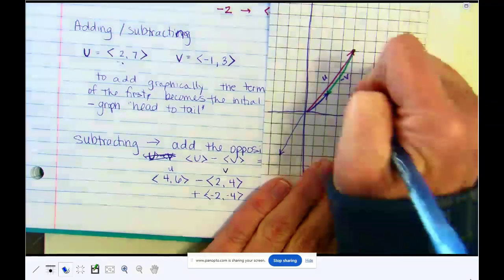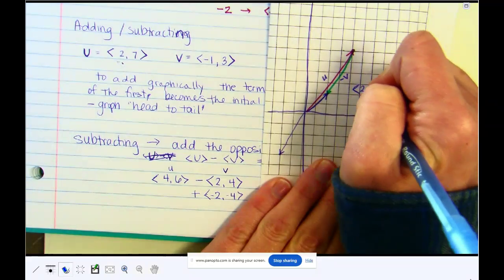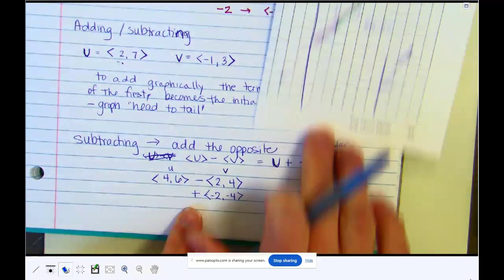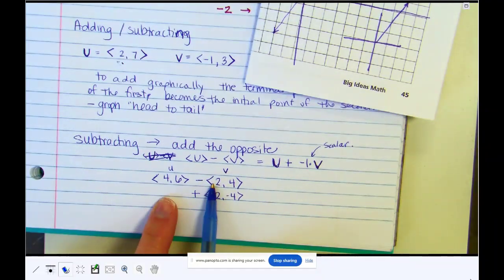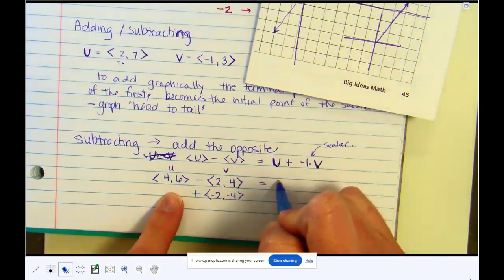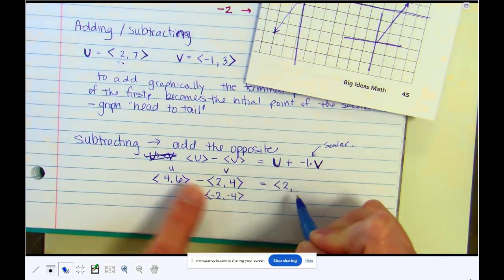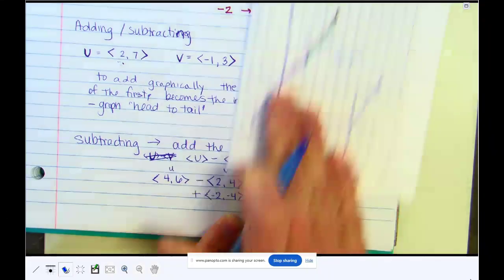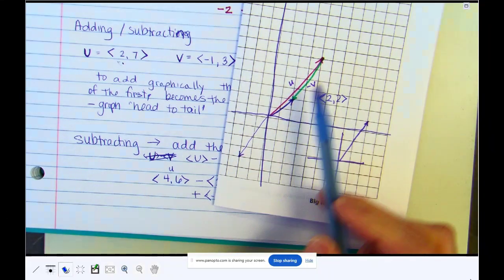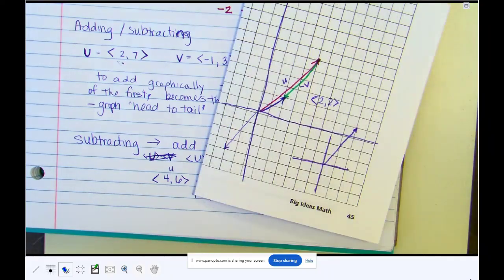So it does not change how we actually do the math. As long as you remember that you are adding the opposite and you're doing that to both of them, it's still adding, right? It's 2, and then 6 plus -4 is 2. It does change how we graph, because we're graphing the opposite, so it's backwards.